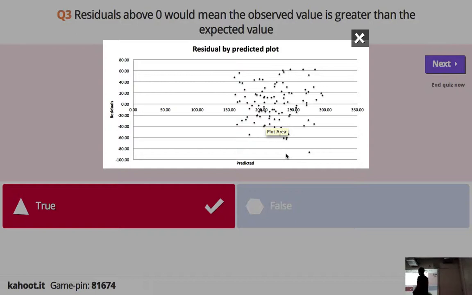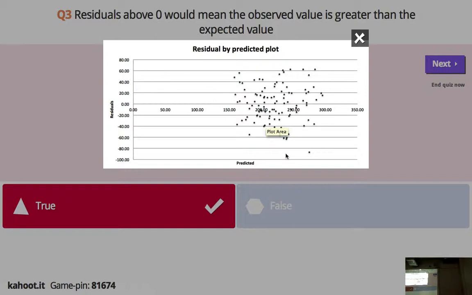So, for instance, if I look at this dot, then maybe we have something like 165,000 maybe. So our model predicted that this house would cost 165,000 British pounds, but the actual price we can see was then plus maybe 55,000, right?